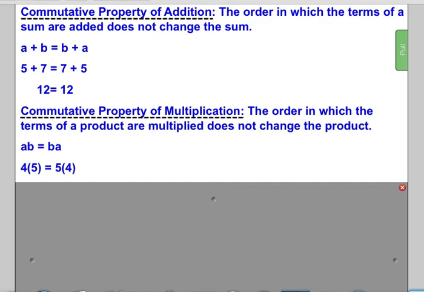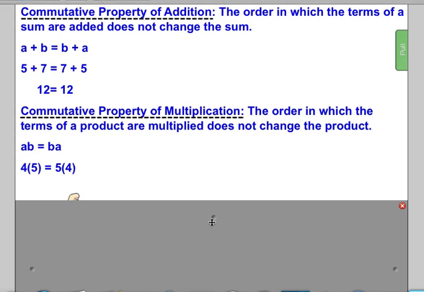not change the product. So commutative property of addition, you can have A plus B, which will yield the same result as B plus A. With numbers instead of variables, I can switch 5 plus 7 and 7 plus 5, and I'll still get the same answer of 12. Similarly, in multiplication, I can do A times B or B times A and still get the same answer. Using numbers to model this, I have 4 times 5 and 5 times 4. My answer is still going to be 20.